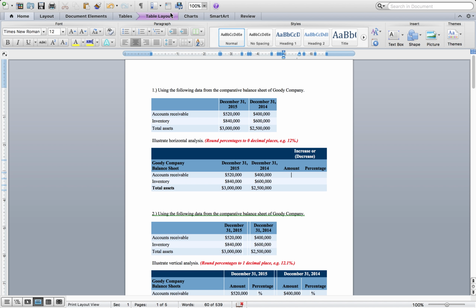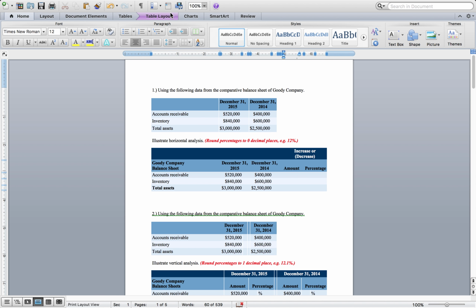So the first one says, using the following data from the comparative balance sheet of Goody Company, illustrate horizontal analysis. Now remember, horizontal, we're going straight across. So in this case, we're looking from 2014 to 15. Each account, we want to see what was the amount of either increase or decrease.